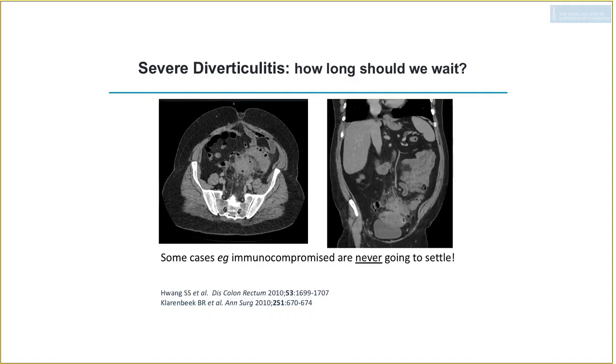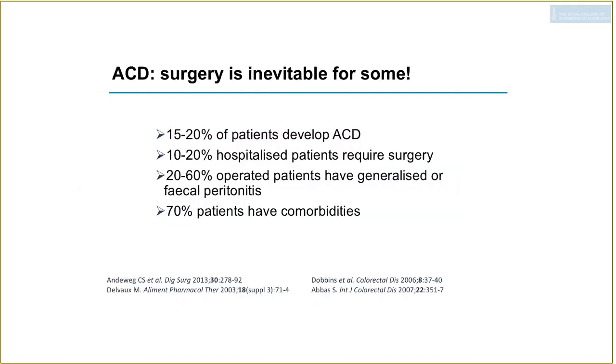But this is a special group. The immunocompromised group really don't settle with conservative measures. And so surgery for some is absolutely inevitable. We've seen that up to about a fifth of patients develop the complicated disease, and 10 to 20% of patients will go on to require surgery.